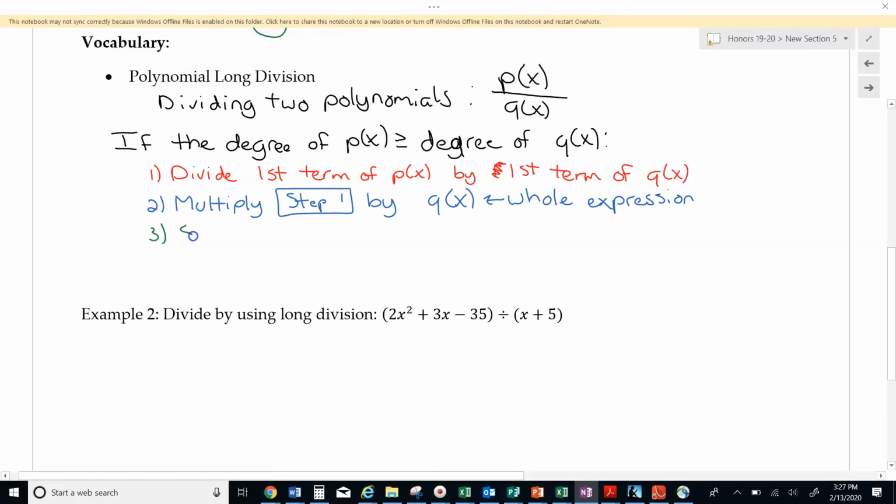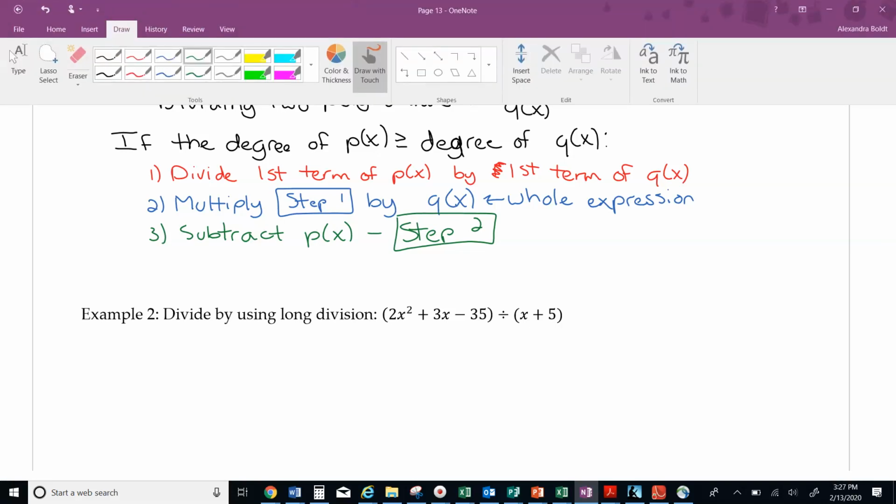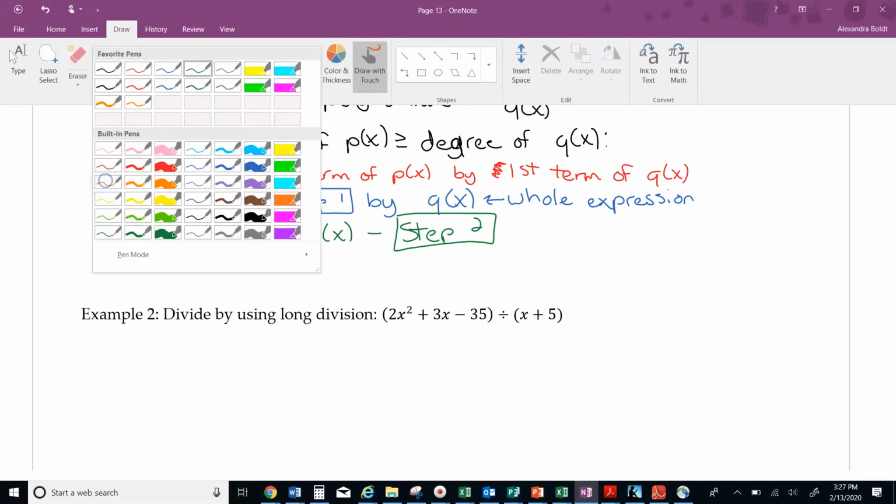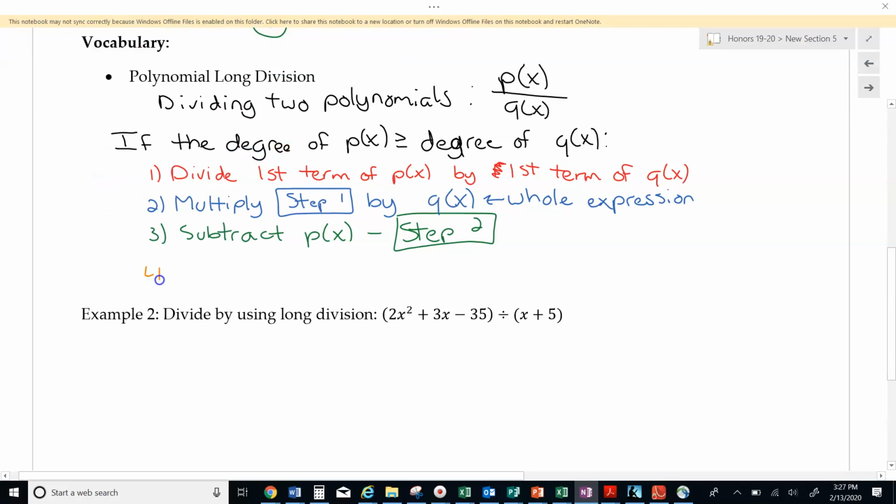Step 3, subtract p of x minus whatever you just got in step 2. And again, if you line everything else up, it makes sense a lot more. Okay. Step 4, bring down remaining terms.